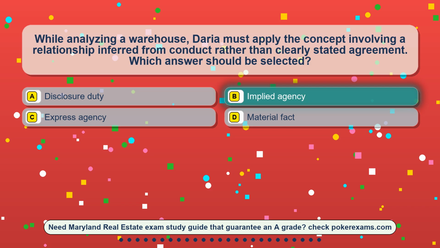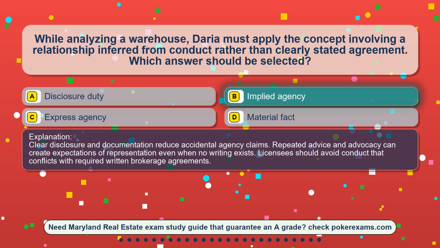The correct answer is option B, implied agency. Clear disclosure and documentation reduce accidental agency claims. Repeated advice and advocacy can create expectations of representation even when no writing exists. Licensees should avoid conduct that conflicts with required written brokerage agreements.